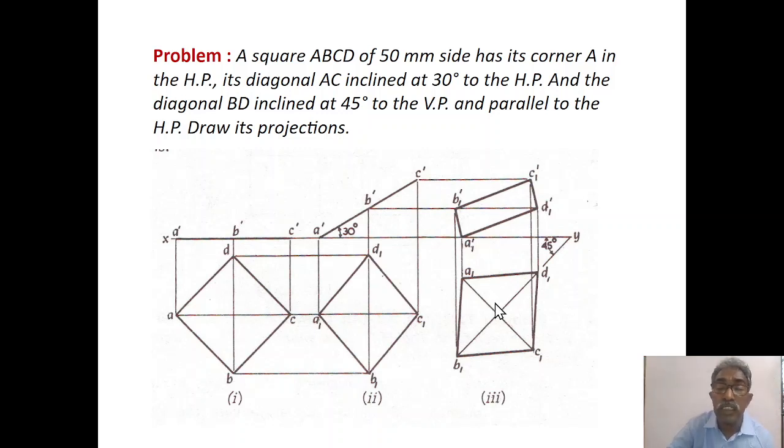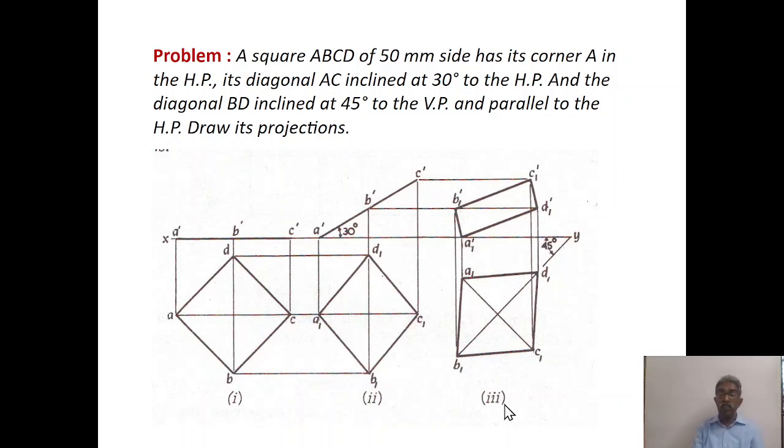Now you can check in the given data. The plane is resting on the corner on the horizontal plane. So in the final front view, you can observe A1 dash, the front view of the corner, is coming on the XY line. This front view figure looks like a square plane resting on one of its corners. Suppose A. The A dash is coming on the XY, it is correct, and in the top view B1 D1, that is the diagonal, is making 45 degrees to the vertical plane.